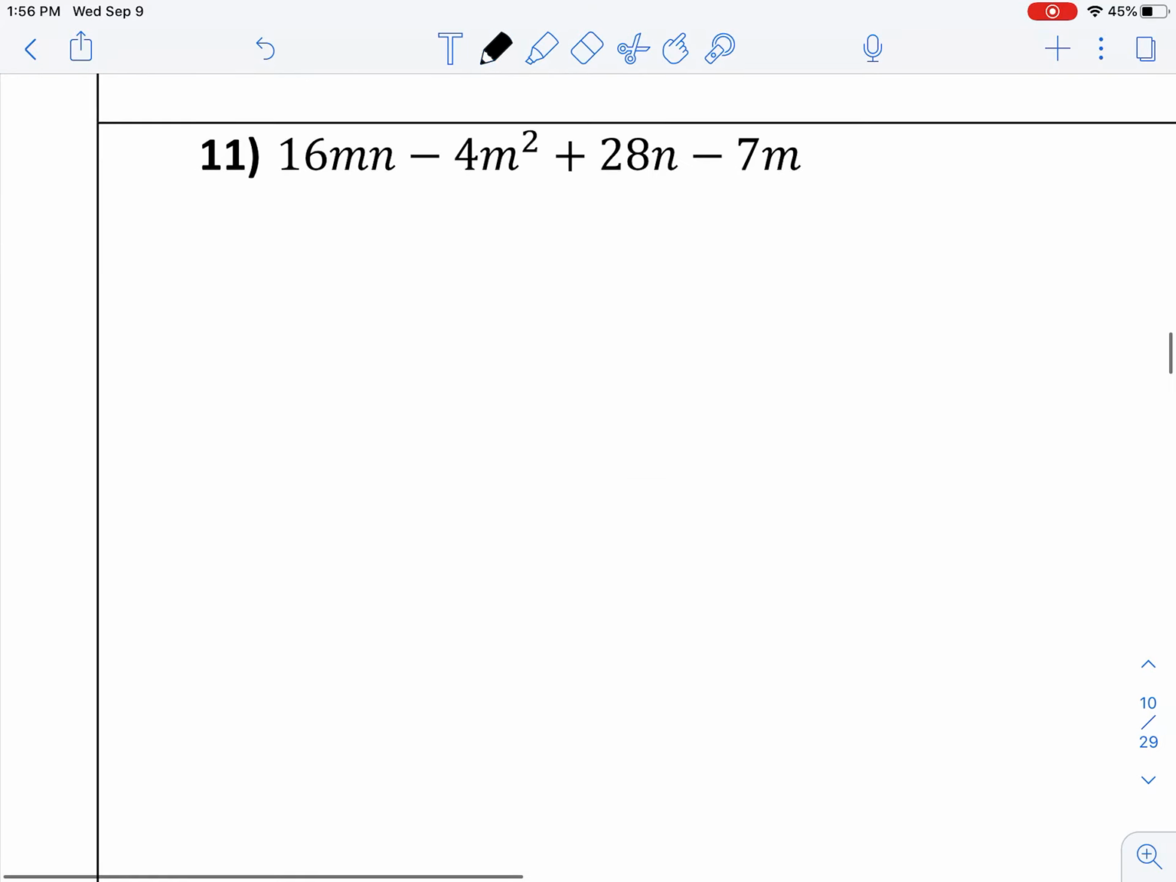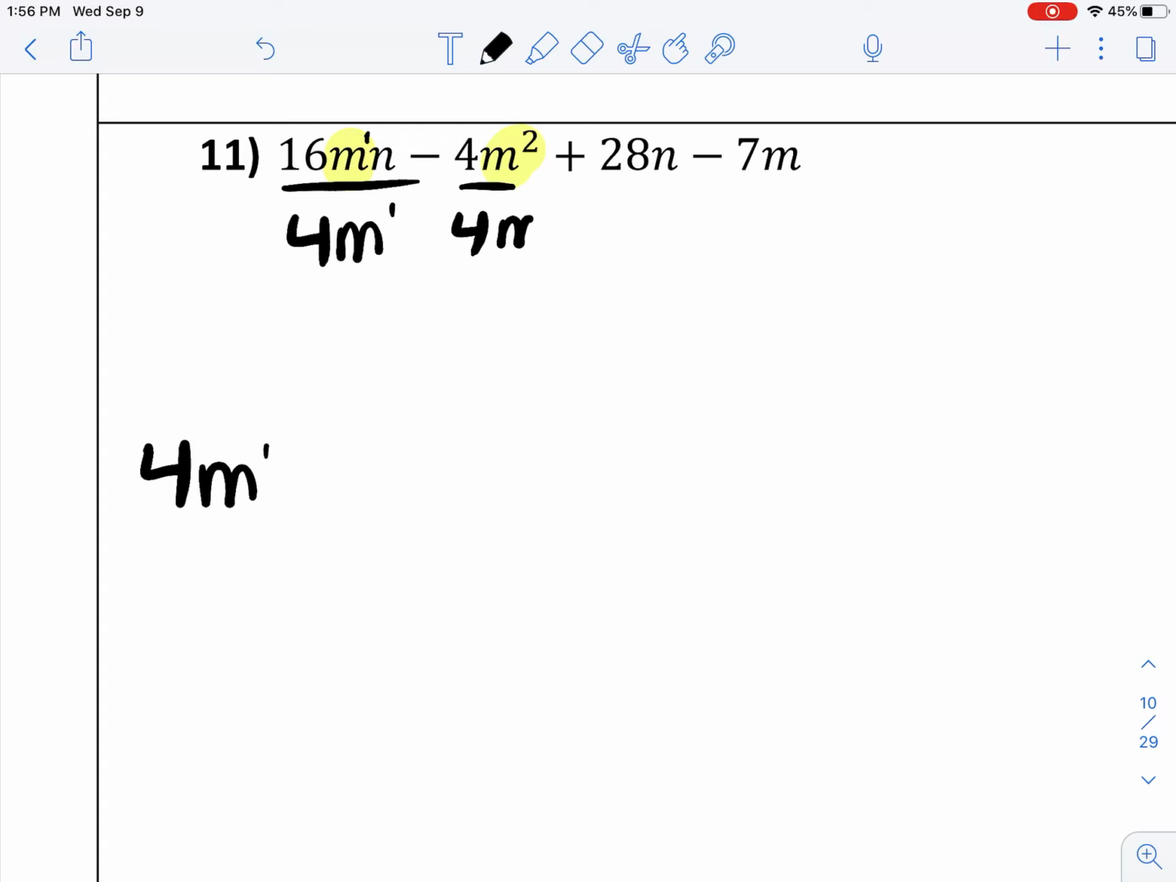All right, number 11, we got 2 more questions. I have 16 and 4, so the biggest number that goes into both of those is 4. The letter that they both have in common is m, and the smaller exponent is the first one. It's m to the first power. I cannot put n in my GCF because this term does not have that letter. So only if they share the letters can it be in the GCF.